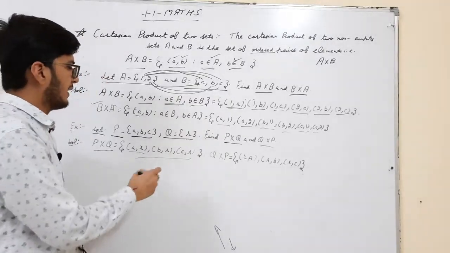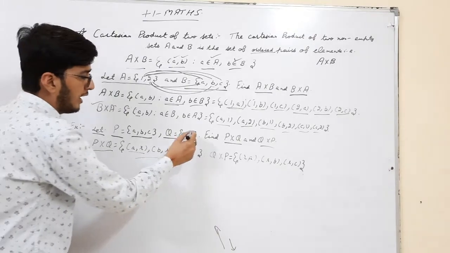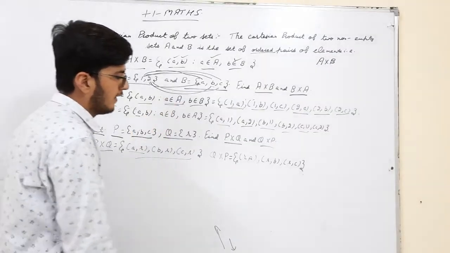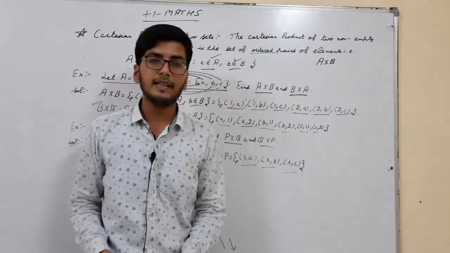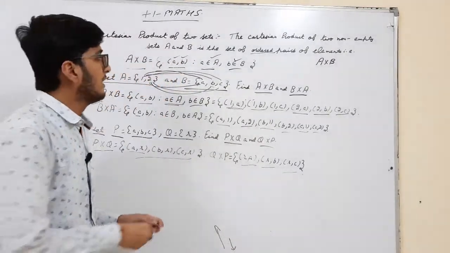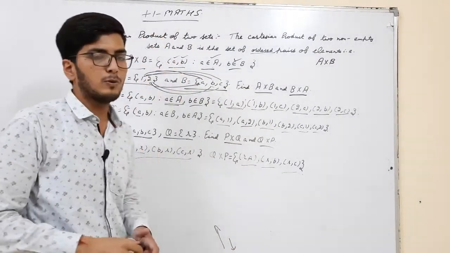Now Q cross P means in the reverse order. r will be paired with each element of P: (r, a), (r, b) and (r, c). I think this will be clear to you all. This was the Cartesian product of two sets.